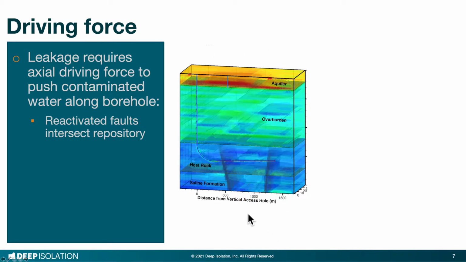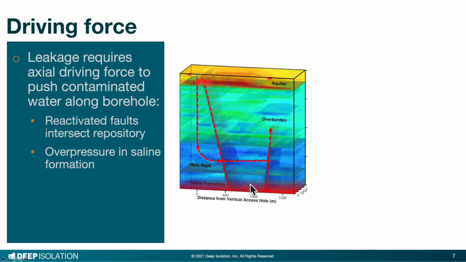First, we assumed that a large earthquake occurs and reactivates two faults that intersect the disposal section of the repository and at the same time destroys the canisters. Second, we assume that the brine in the formation beneath the repository is overpressured and that this overpressure does not diminish despite some of the brine leaking out through the faults. The right fault here pushes up brine into the poorly sealed repository and up the access hole into the aquifer, where it eventually will be drawn into the drinking water well.